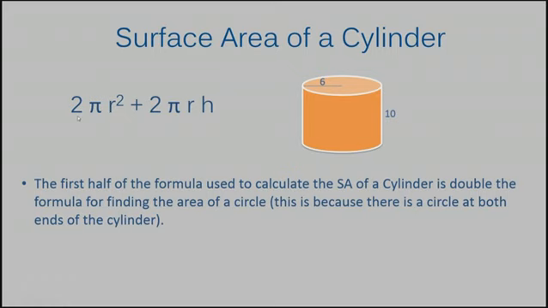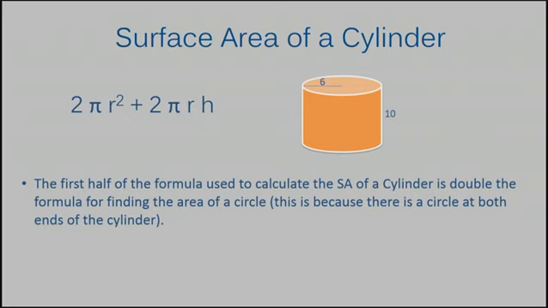Well, in our formula that we're using to find the surface area of a cylinder, we have 2 pi r squared. Where does this first 2 come from? It comes from the fact that there's actually 2 circles in the cylinder. There's a circle at the top and a circle at the bottom. So what we're going to do is find the area of just the first circle, the one on the top, let's say, and that would be pi r squared.